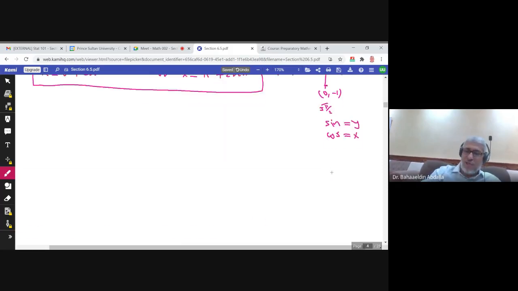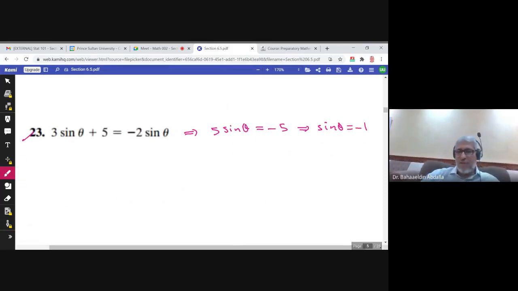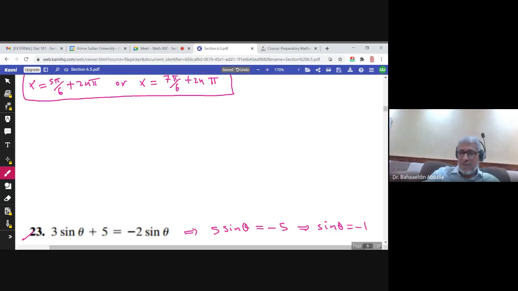So the only solution is 3 pi over 2 in the first revolution. You can use the calculator to find sine inverse of -1. Let us see what the calculator will say. Sine inverse of -1, the calculator says negative pi over 2. This is by the calculator.